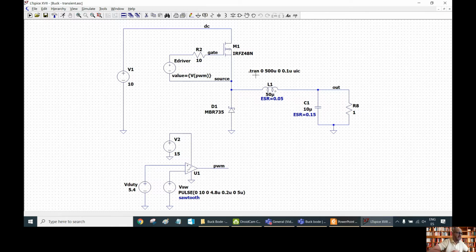Then we are going to do a transient simulation up to 500 microseconds, with a step of 0.1 microsecond.